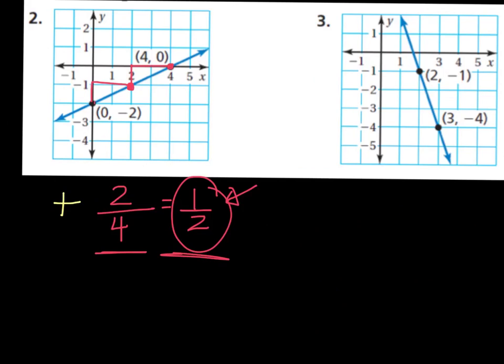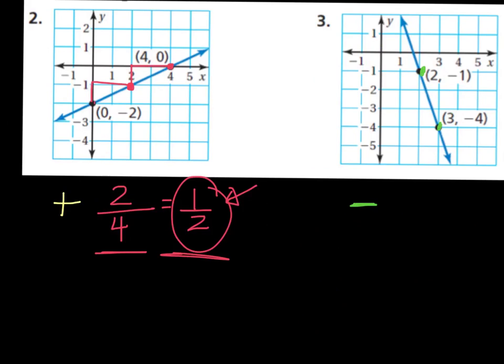Let's look at example number 3 now. As I look at this line, as I go from left to right, it's going down. Right away I realize that it has a negative slope. I want to make myself a note down here so I don't forget it's negative. Now I have 2 points, and I have to find the slope.